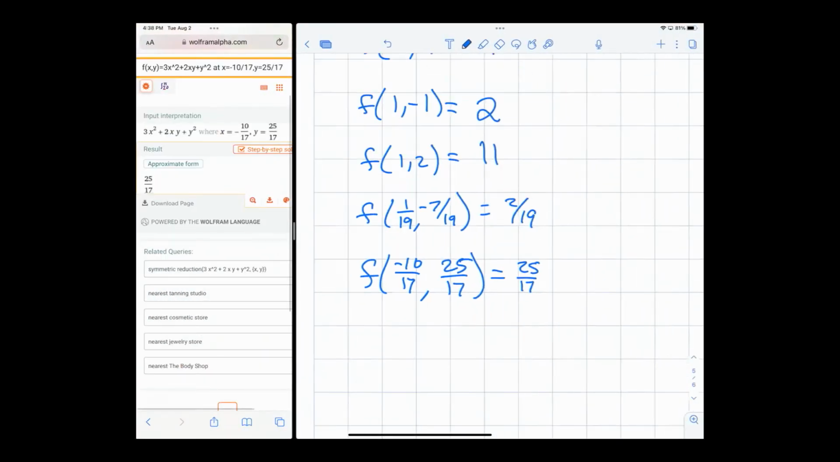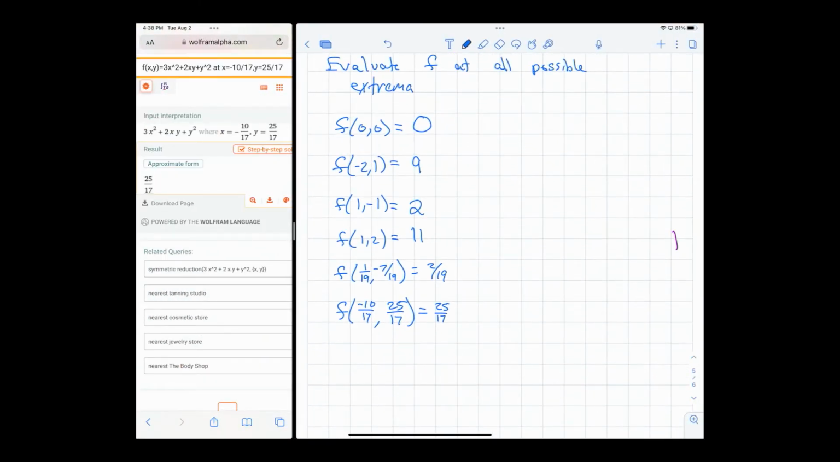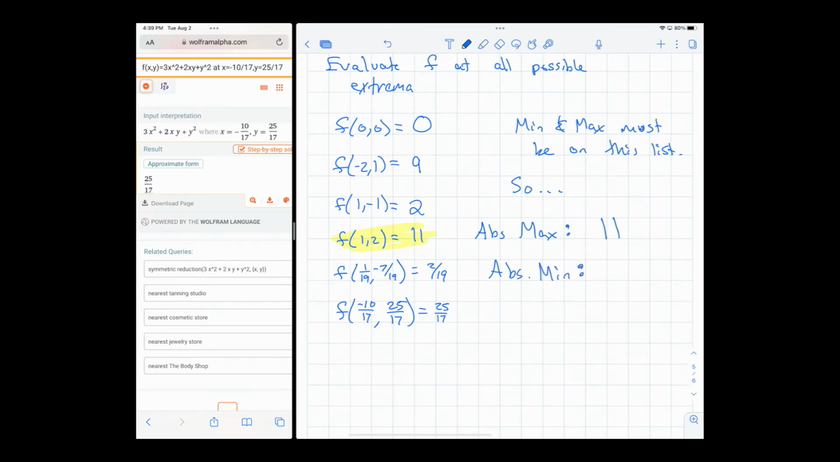So you do all this work, and then what you know is that the minimum and the maximum have to be somewhere on this list, right? So the min and max must be on this list. The absolute max is the biggest number on the list, which looks like 11. And the absolute minimum has to also be on that list, and that's going to be 0.